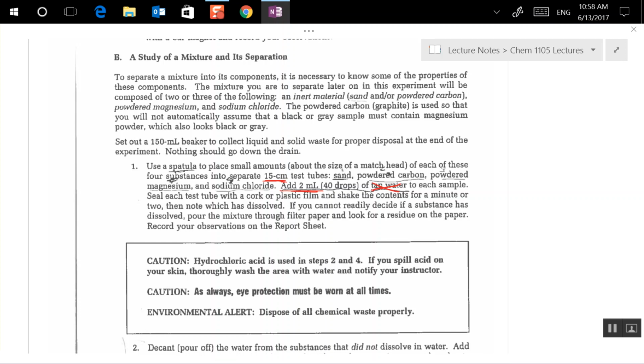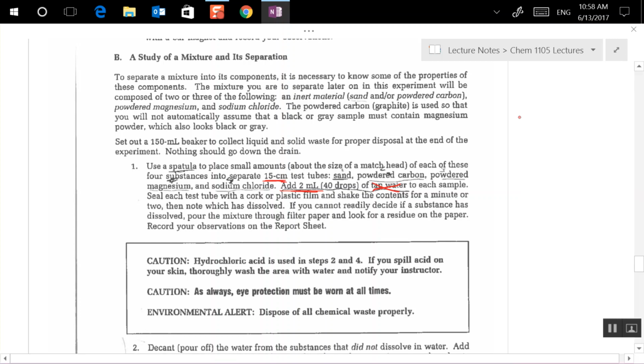Okay, and then it says, use plastic film to cover it. Parafilm will be fine. Okay, just use parafilm. You can cover it with parafilm. And then you'll mix it and see if that substance will dissolve. So that's the purpose of what we're doing.